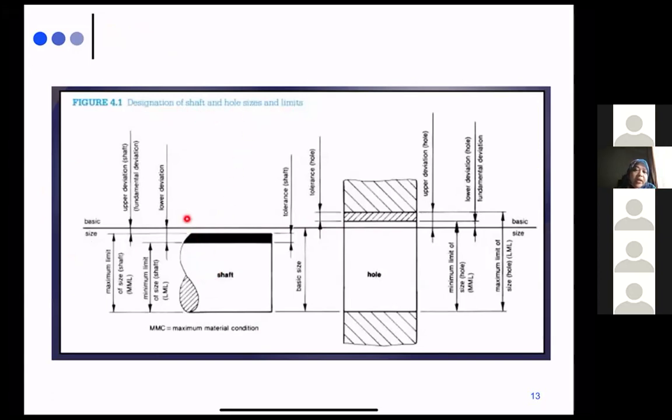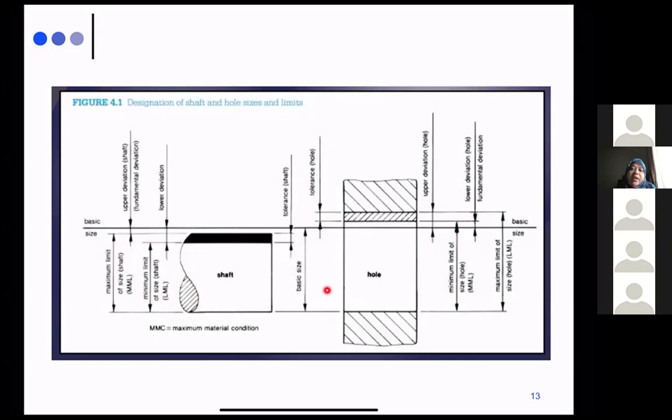The first one, for example, this is the basic size. Okay, and then this one is the tolerance, and this one is the upper deviation as a whole. Then this one we call the minimum size of the hole. And this one is the shaft, and the shaft has a maximum limit and also a minimum limit.